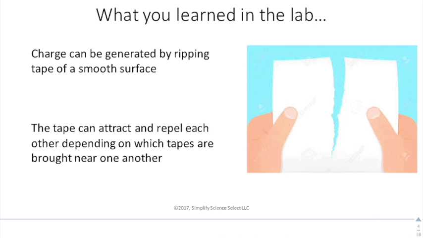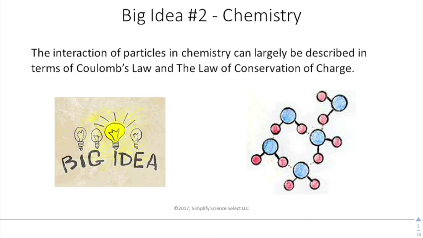So you should have learned in this lab that charge can be generated by ripping tape off a smooth surface. Like if you just take it right here and you rip it, you generate a charge. And those charges can attract or repel each other when the tapes are brought near each other. And that brings us to our fundamental idea, our big idea number two. The interaction of particles in chemistry can largely be described in terms of Coulomb's law and the law of conservation of charge. So that's our big idea number two.